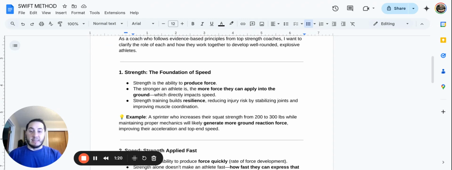Strength training builds resilience, but it also reduces injury risk by stabilizing joints, and I'll add in at deeper ranges, and improves muscle coordination. For example, a sprinter who increases their squat strength from 200 to 300 while maintaining proper mechanics will likely generate more ground reaction force, improving their acceleration, and they can also improve their top end speed.